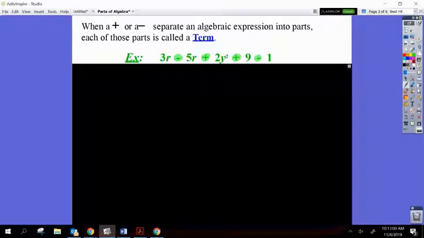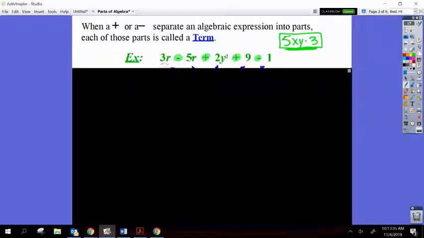Multiplication symbols, like 5 times r, hold terms together. 5xy times 3 is all multiplication. Therefore, this is just one term. But when terms are separated by plus signs or minus signs, this 3r, this negative 5r, because you might say, well, that's subtraction. Well, if you do keep, change, it's a negative 5r.